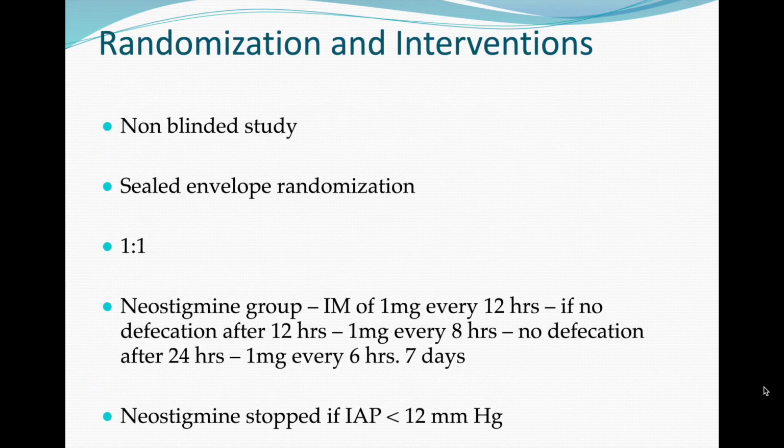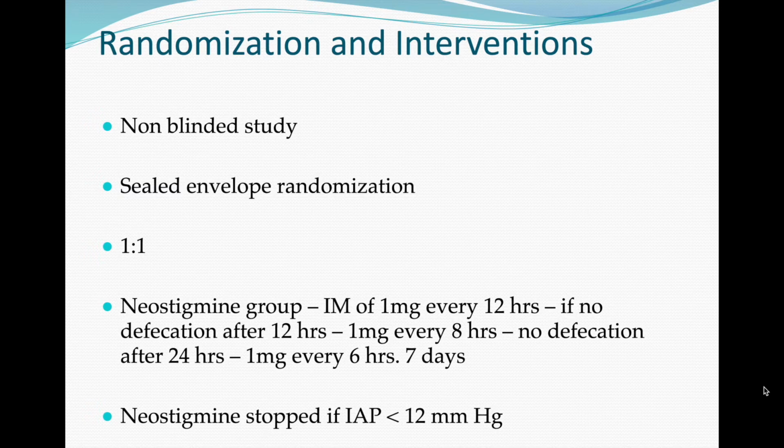And then they were randomized. So randomization, it was a non-blinded study. The participants, the investigators, everyone knew about the allocation. However, randomization was done by sealed envelope. It was 1:1 ratio.